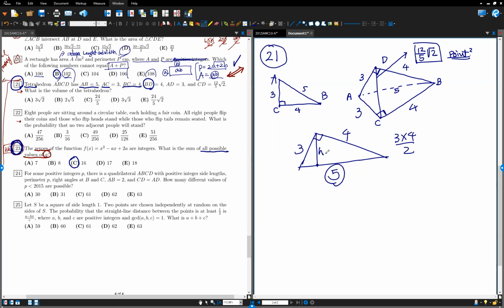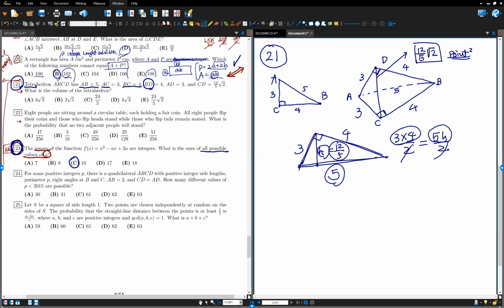The other way, with this as the base and h the height, the area is 5 times h divided by 2, the same area, right? So 3 times 4 equals 5 times h. That's the formula, you know that. If we have 3 and 4, then 3 times 4 divided by 5 is 12 over 5. Can you see that? It's a matter of practice.